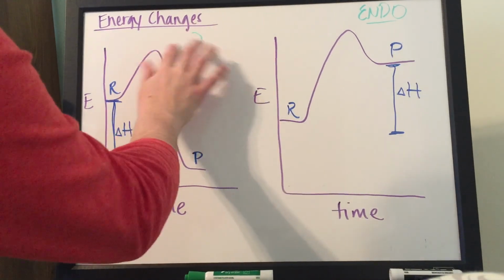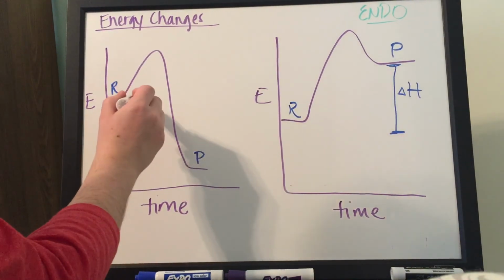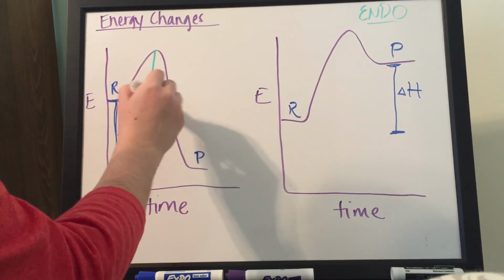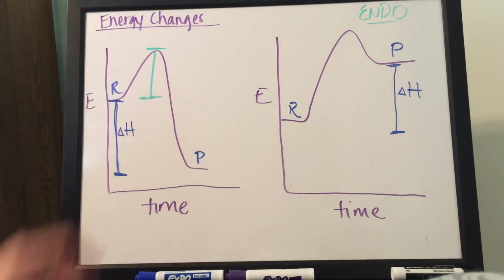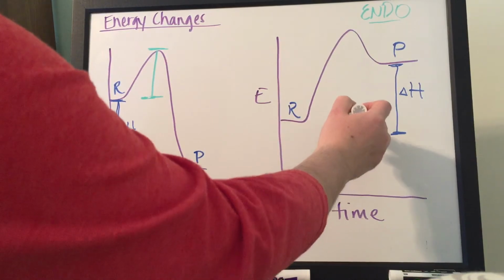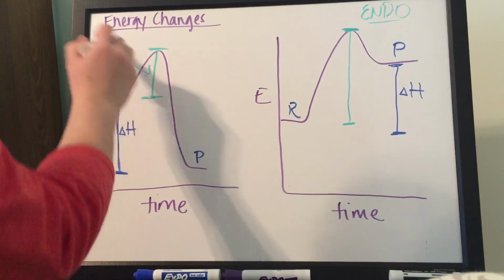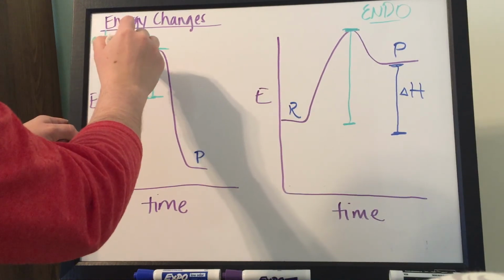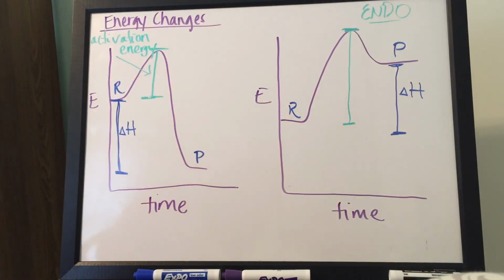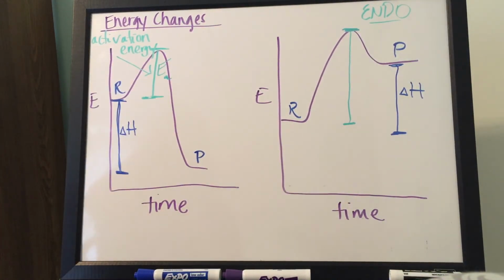I'm going to erase this so I have room to write. Okay, I alluded to this back in the thermochemistry chapter about the hill, the height of the hill. This hill that we're going to talk about is always from the reactants to the very top. So in this case, it's from the reactants all the way to the very top. And that hill is called the activation energy, and it gets the symbol E sub A. Energy activation. Okay, that's why the symbol is what it is.